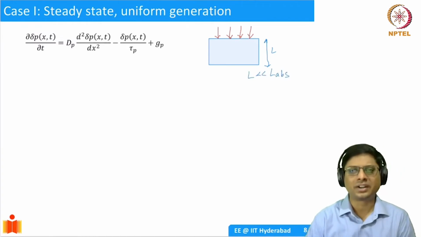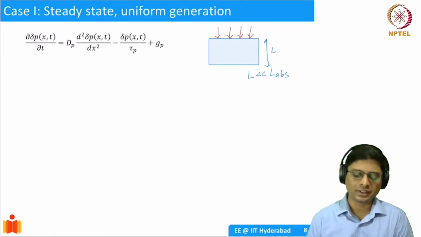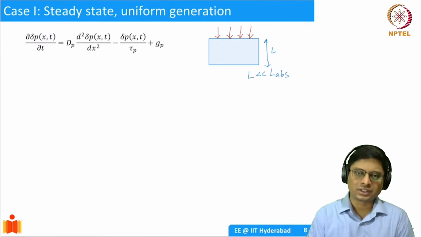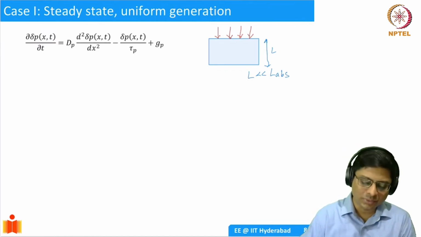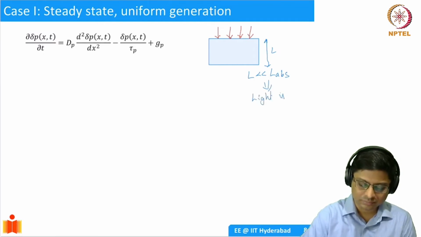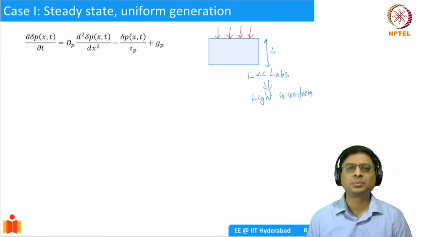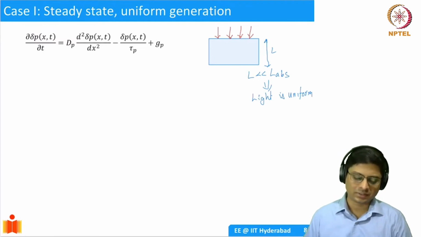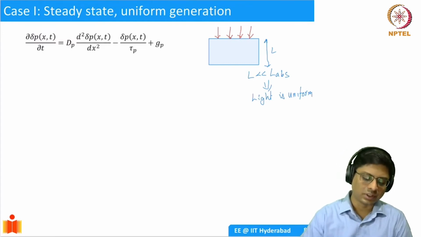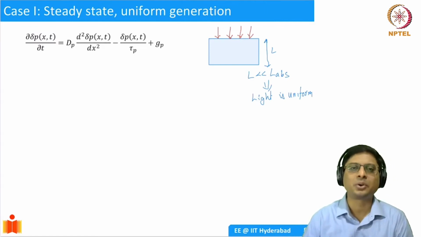Because I'm shining light, there is going to be an absorption length. Light is going to be absorbed at a certain rate, which is given by the absorption coefficient of the semiconductor. And if your device length is much smaller, then you can assume that the light is uniform across the semiconductor. There is no spatial dependence. So basically at each point in this device, you have the same amount of light incident, so the same amount of electron hole pairs.